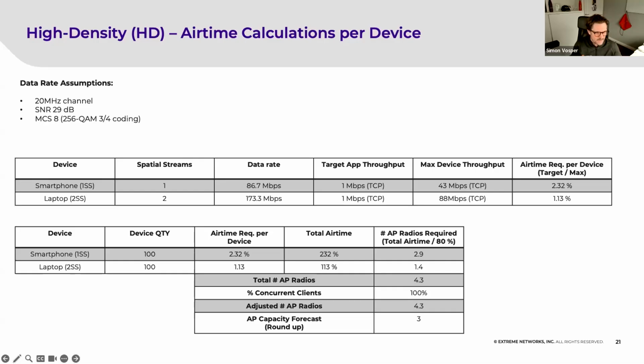We don't really do APs with a single radio. So 3 APs, 6 radios should cover us for those type of requirements. So what we've done here, obviously, I just wanted to show you the math to help you understand how we do that capacity forecasting.